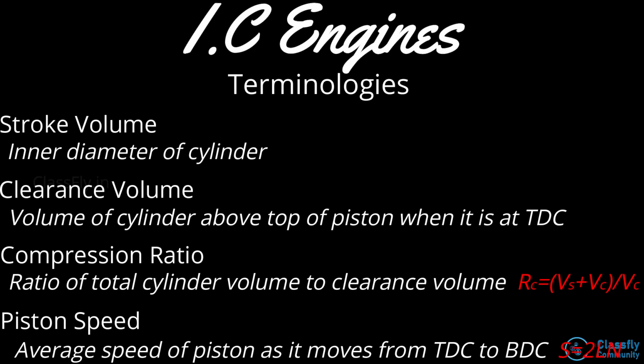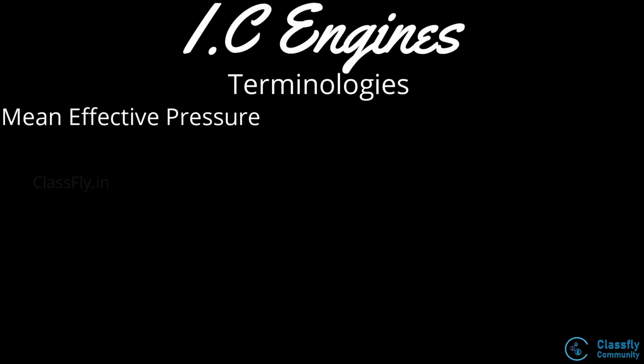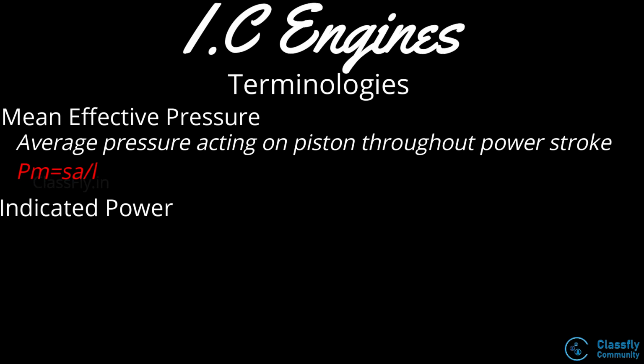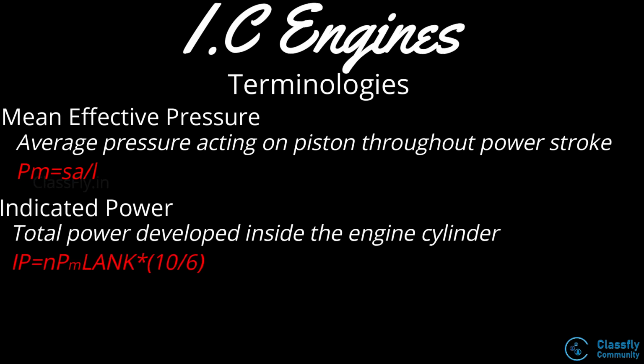piston as it moves from the TDC to BDC, which is given by 2 into L n. The mean effective pressure, which is the average pressure acting on the piston throughout the power stroke, which is given by Pm is equal to Sa by L. The indicated power, which is the total power developed inside the engine cylinder due to the combustion of fuel, which is given by n Pm L A n into 10 by 6.